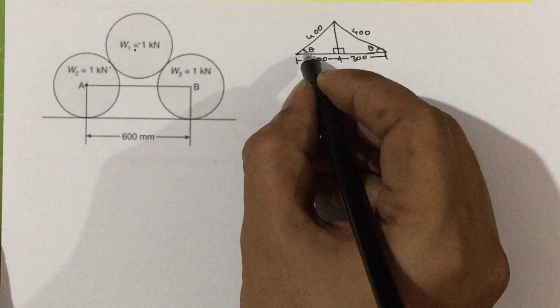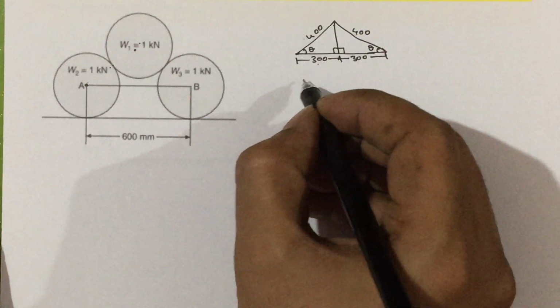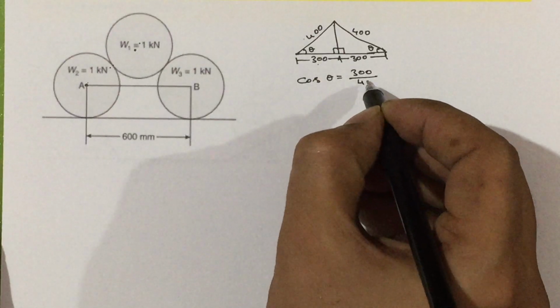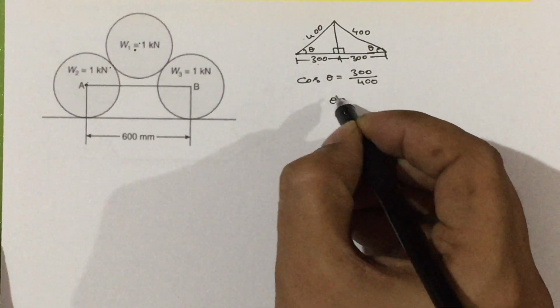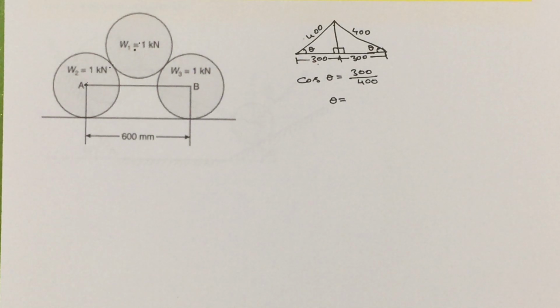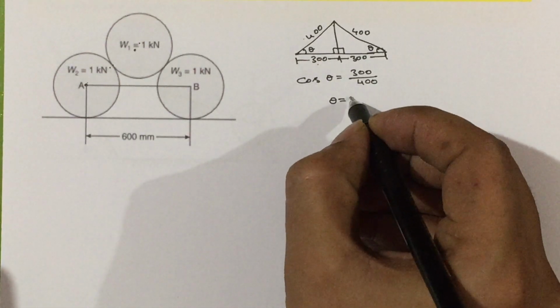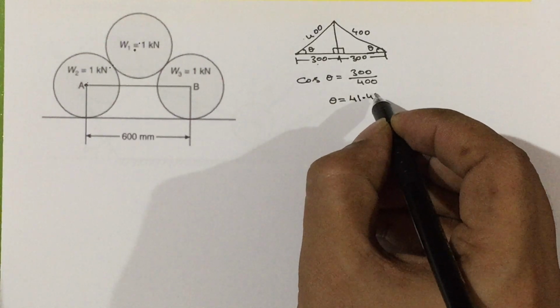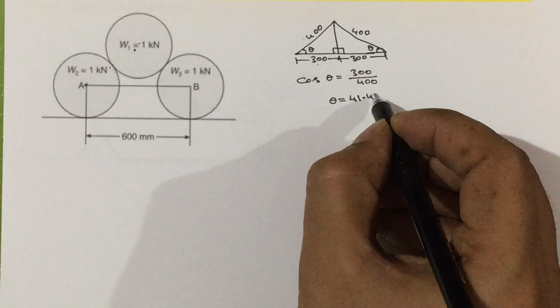For the calculation of theta we have the adjacent side and the hypotenuse, therefore cos theta is equal to adjacent 300 divided by hypotenuse 400. Therefore theta is equal to cos inverse of 300 by 400. You will get it as 41.4096, you can take it as 41.41 degree.